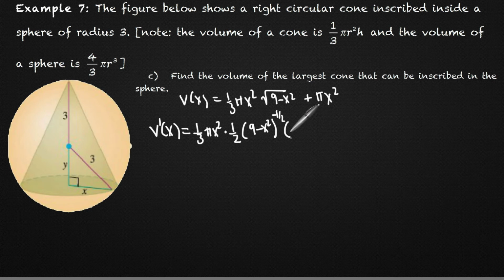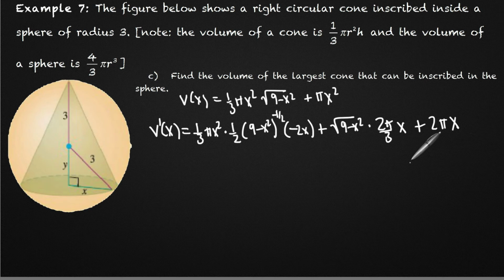And then multiply by the derivative of 9 minus x squared, which is negative 2x, plus the second function, which is the square root of 9 minus x squared, times the derivative of 1/3 pi x squared, which is going to be 2/3 pi x. All right, now we're going to take the derivative of pi x squared, so that's going to be 2 pi x. All right, we can do a little bit of simplification here.